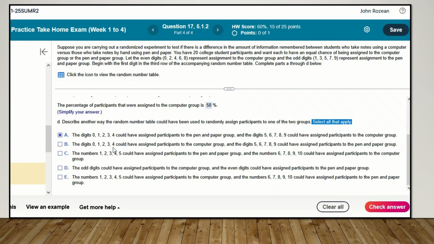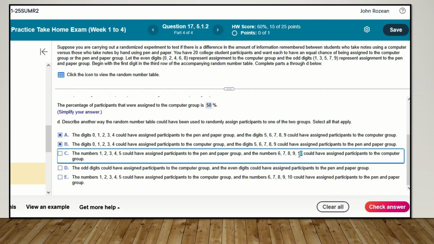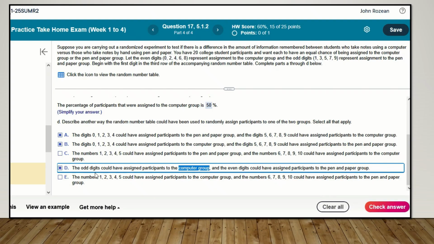So here, assigning those to the computer, those to the pen, that's possible as well. What gets different is when they throw in the 10. Our table only was dealing with one-digit numbers, so C is definitely not an answer. Or we could have done it the other way. Remember, we had the evens going to the computer group. We could have done that.